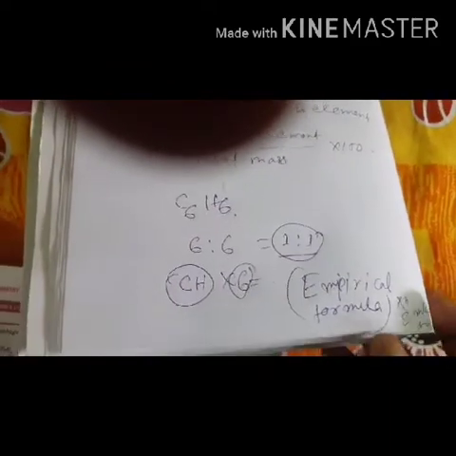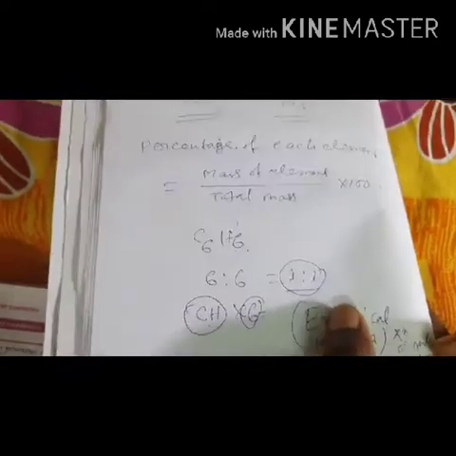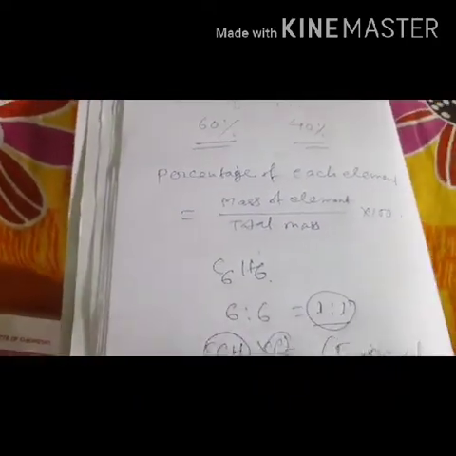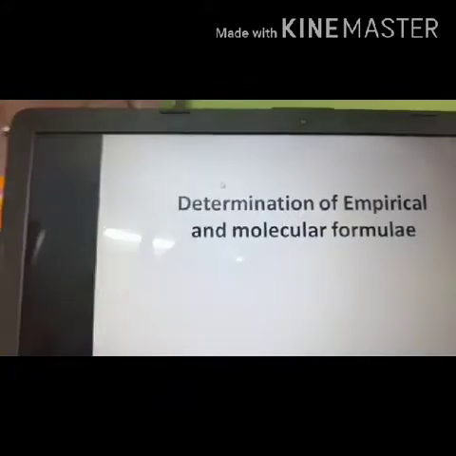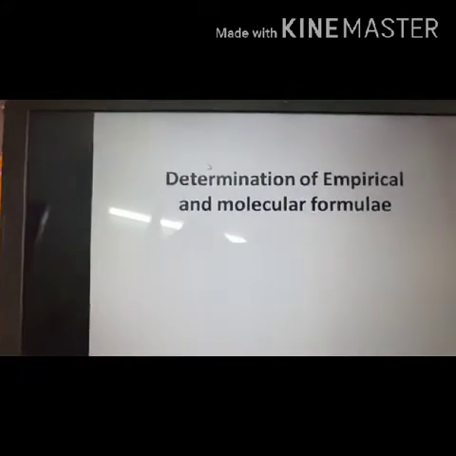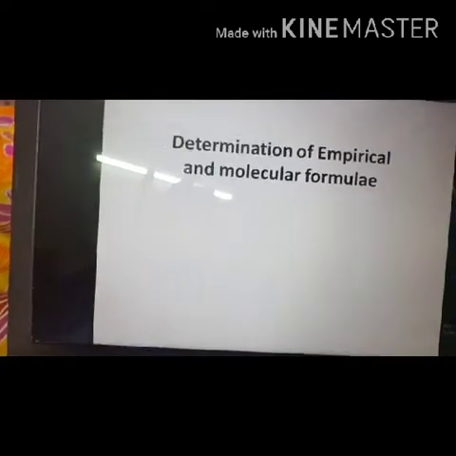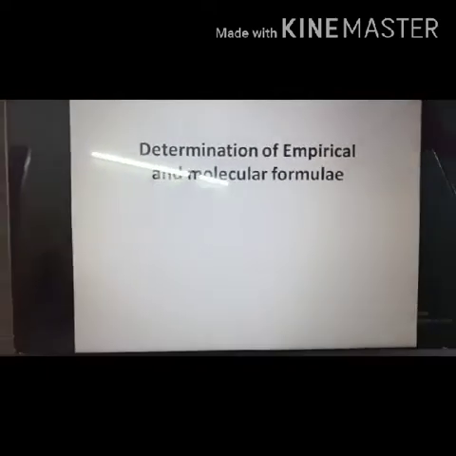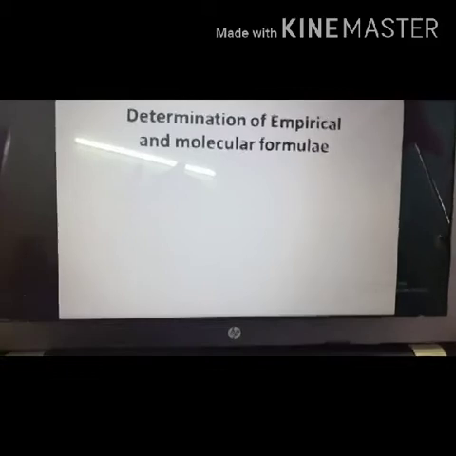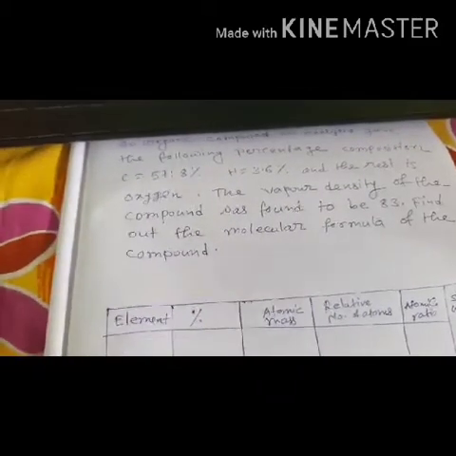Understood? Now, how can we determine the empirical and molecular formula of a compound? Determination of empirical and molecular formula of a compound, that we have to discuss now. This is very important. Let us take an example here.